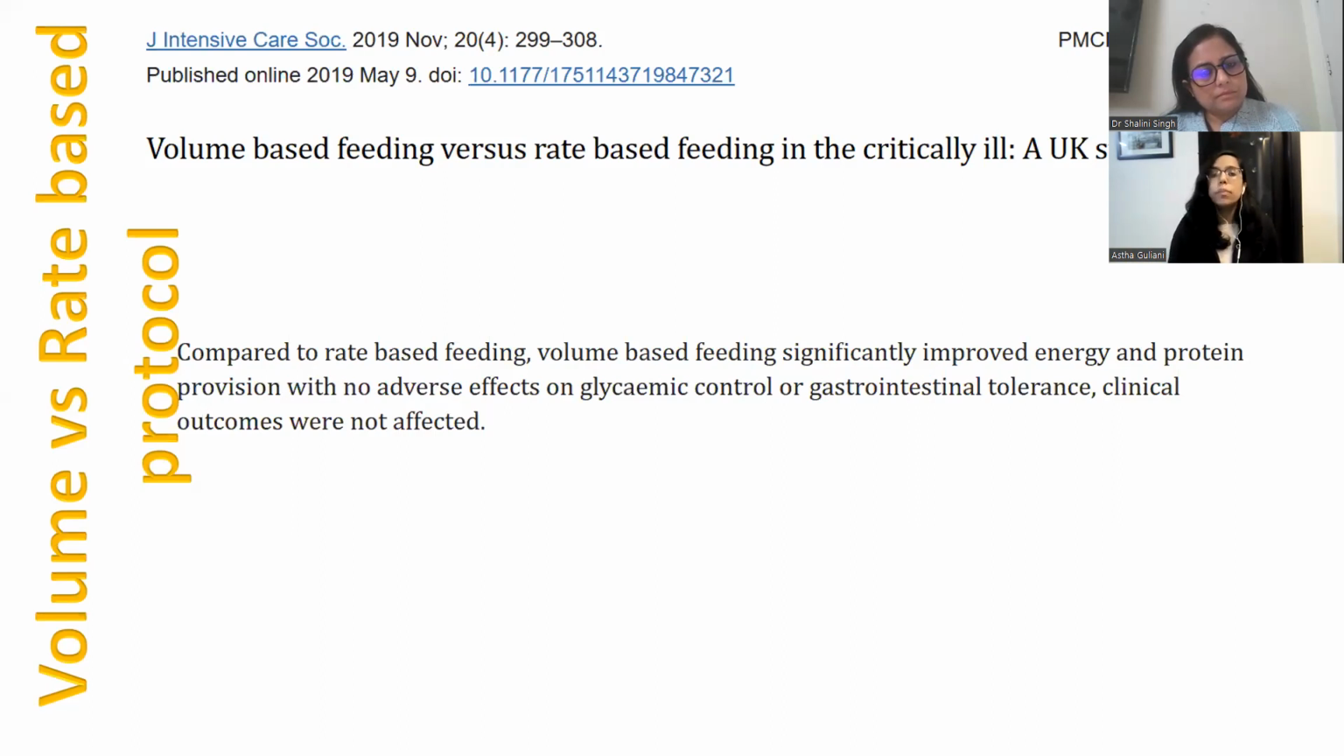However, in volume-based feeding, we always want to supplement the missed doses, either by increasing the flow. I can increase the flow from 50 to 100 or 150, etc. Or by increasing the duration, that instead of feeding for 16 hours, I decide to feed my patient for a more amount of time, that is 20 hours or 21 hours. So that is volume-based feeding. Studies suggest that volume-based feeding is preferred over rate-based feeding because the patient will have improved energy and protein provision.